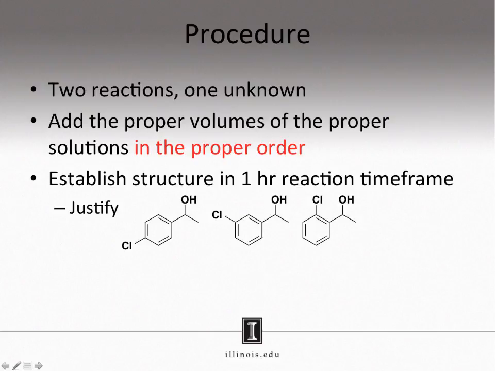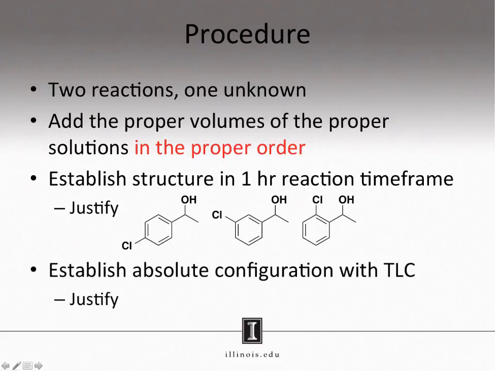Now remember, enantiomers give the same spectroscopic information. Therefore, you will not be able to determine which enantiomer you have using the NMR data. That is why you are performing the CEC method. In this experiment, you will determine which reaction made more product using TLC, which we will discuss on the next slide. Using this data, you will then establish the absolute configuration of your unknown alcohol and justify your conclusion in your notebook.